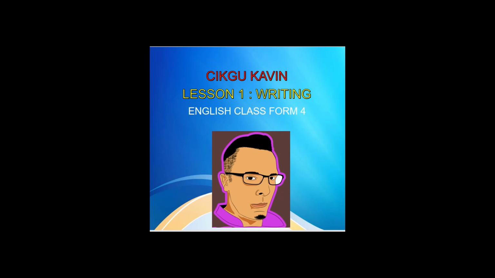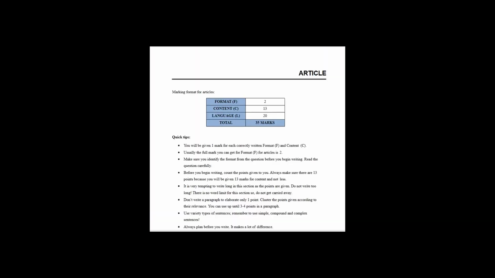Let's look at the directed writing article today. The marking form is as follows. If you look at the marking format for articles, they are format, content and language. For format, the marks allocated is 2 marks and the content is 13 marks. For language is 20 marks and the total is 35 marks for directed writing.